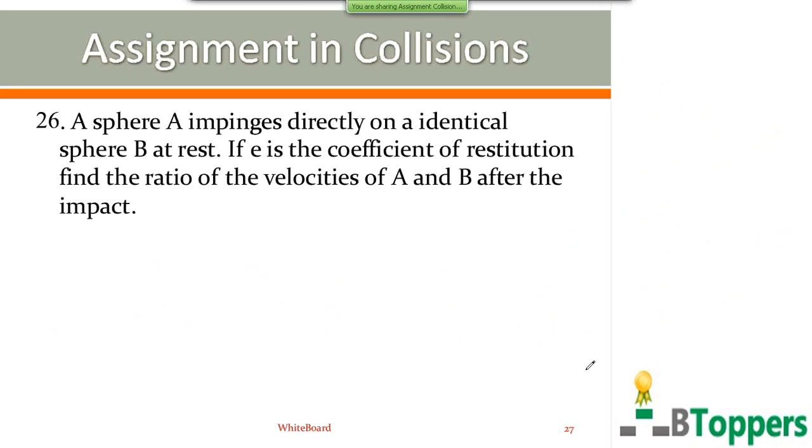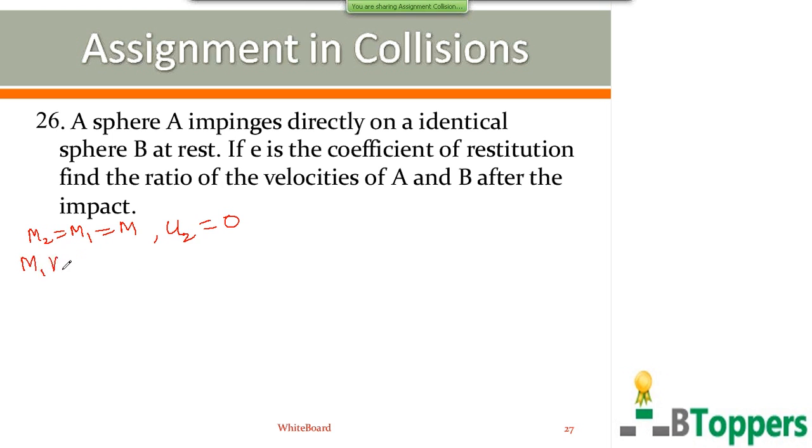The sphere A impinges directly on identical sphere B at rest. e is the coefficient of restitution. Find the ratio of the velocities of A and B after impact. So here you have to find the answer in terms of coefficient of restitution. Here the mass m2 of second sphere is same as the mass m1 of the first sphere. Let m denote the mass of each sphere. Second sphere is initially at rest, so u2 is 0. So we'll try to find v1 and v2 in terms of u1 and coefficient of restitution. u1 is the velocity of the first sphere A before collision.